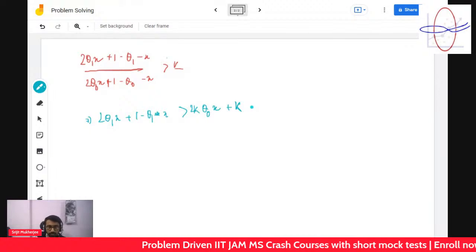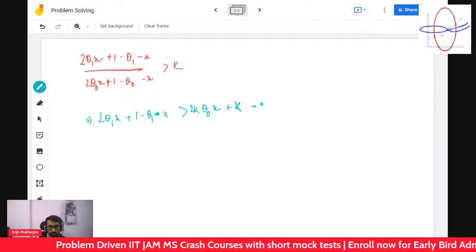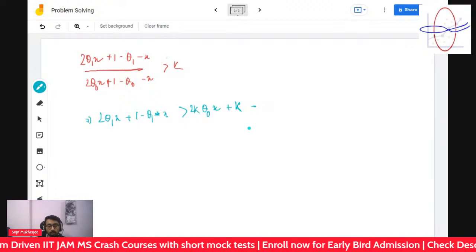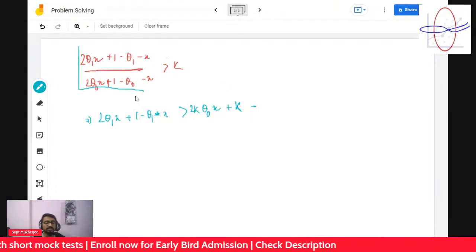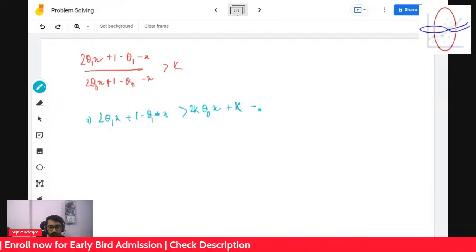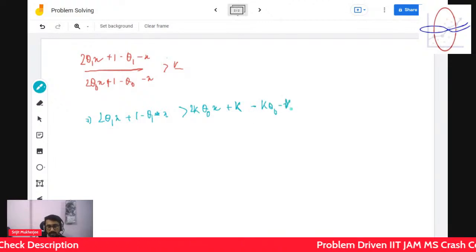Just make sure you have that on your mind, okay? So this is a bit long. You will see, we can also find out that this function maybe is increasing in x, but we can understand it from here only by calculating minus k theta naught minus kx.